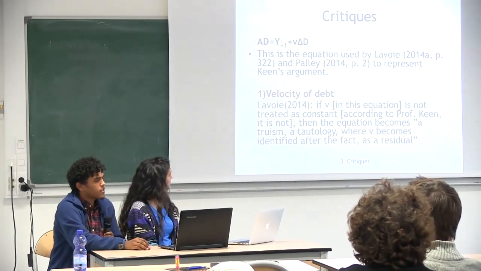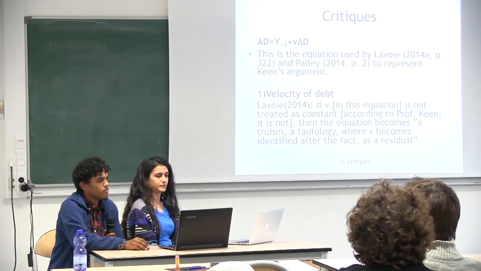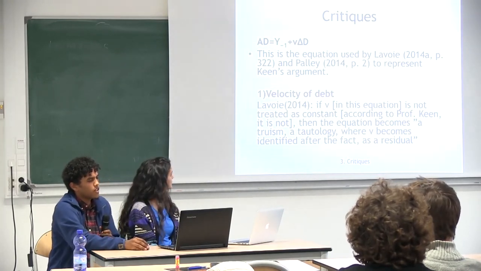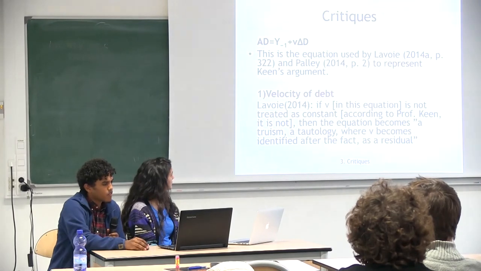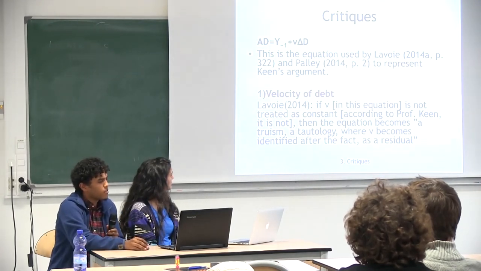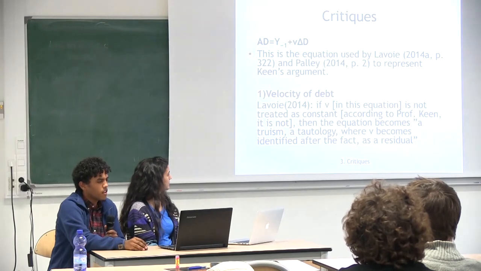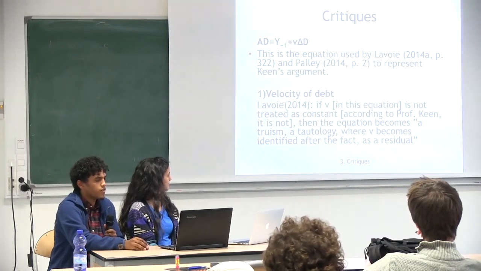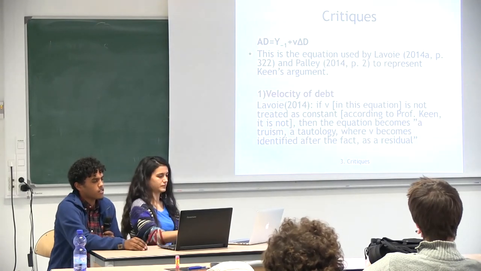And one of the critiques that Lavoie makes in this regard relates to the velocity of debt, insofar as if this velocity variable in this equation is not treated as constant, which it is not according to Professor Keane, then the equation becomes a truism or a tautology where V becomes identified after the fact as a residual.